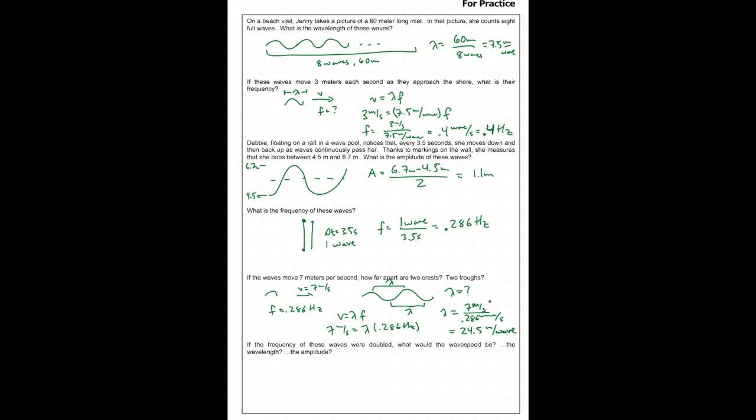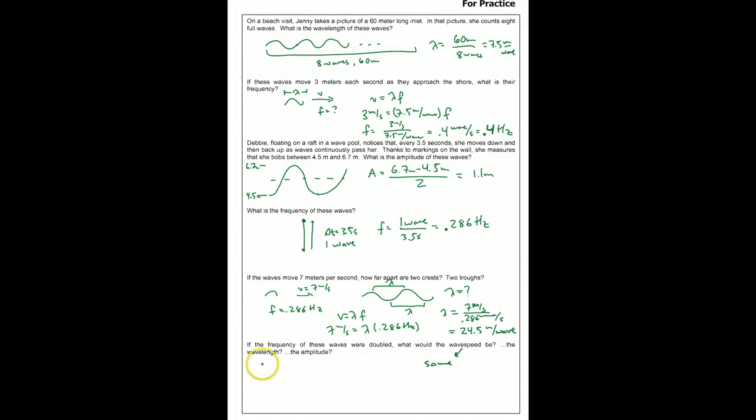And if the frequency of these waves were doubled, so if they arrived twice as quickly, there's half as much time in between, what would the wave speed be? What would the wavelength be? What would the amplitude be? The wave speed would be the same because I haven't changed the medium. I haven't changed the water. In particular, the depth of the water is usually what it's about. But I haven't changed the medium. All I've changed is the waves, and that does not change the wave speed.